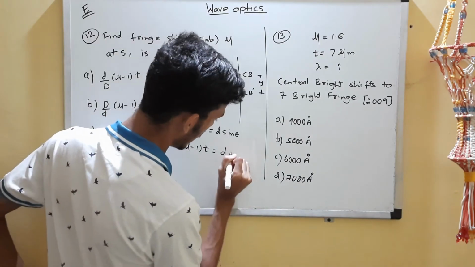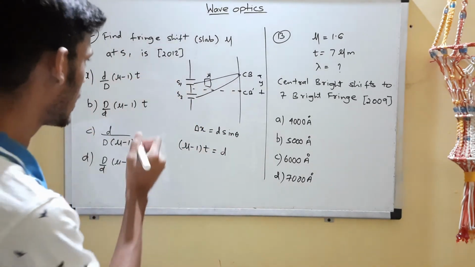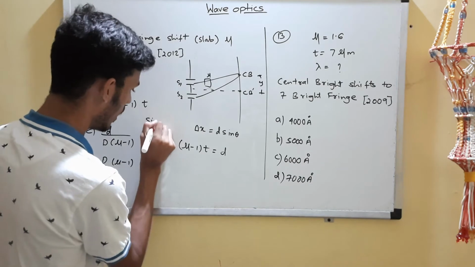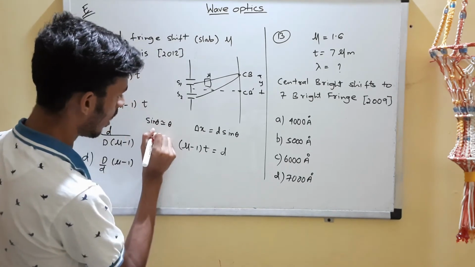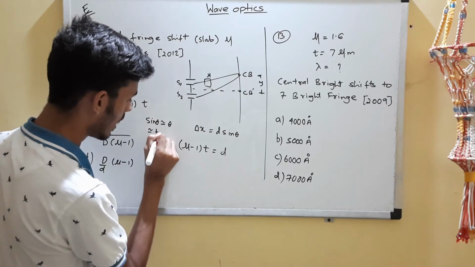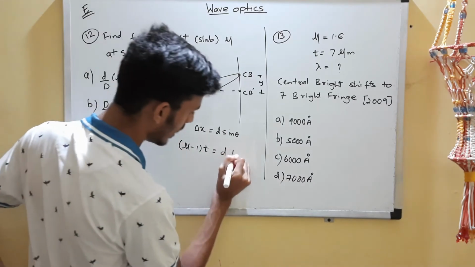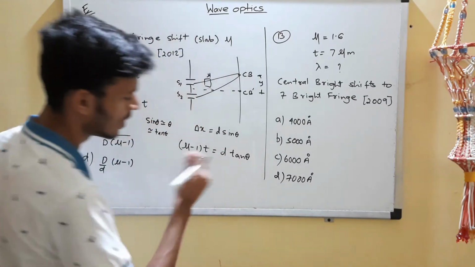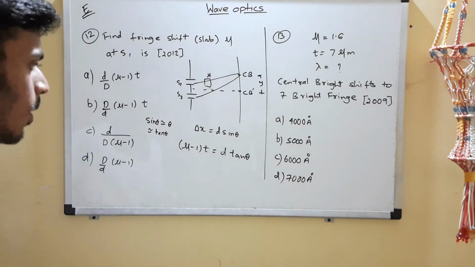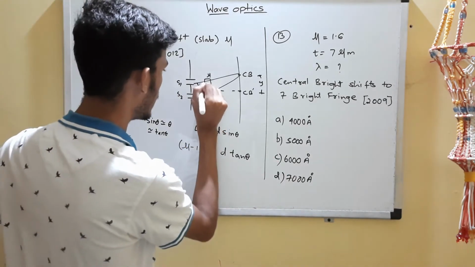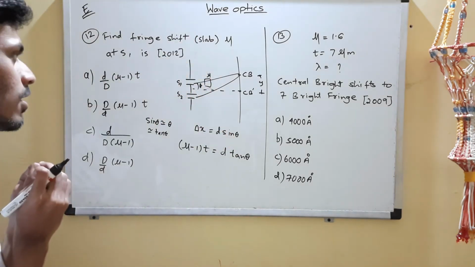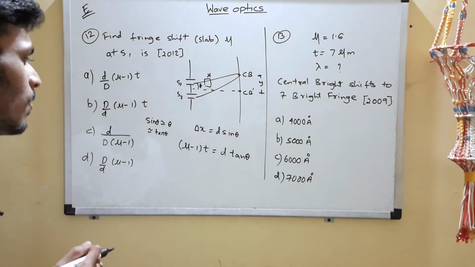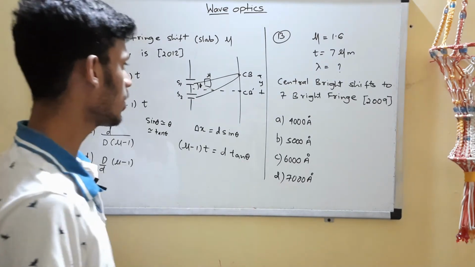Now this is equal to d sine theta. Now sine theta, if theta is very small, which it is in most of the cases, you can write it as theta, and you can also write it as tan theta. So we'll write sin theta as tan theta because theta is basically very small. And theta is basically this angle, the visual angle, the angular positioning, you might say.